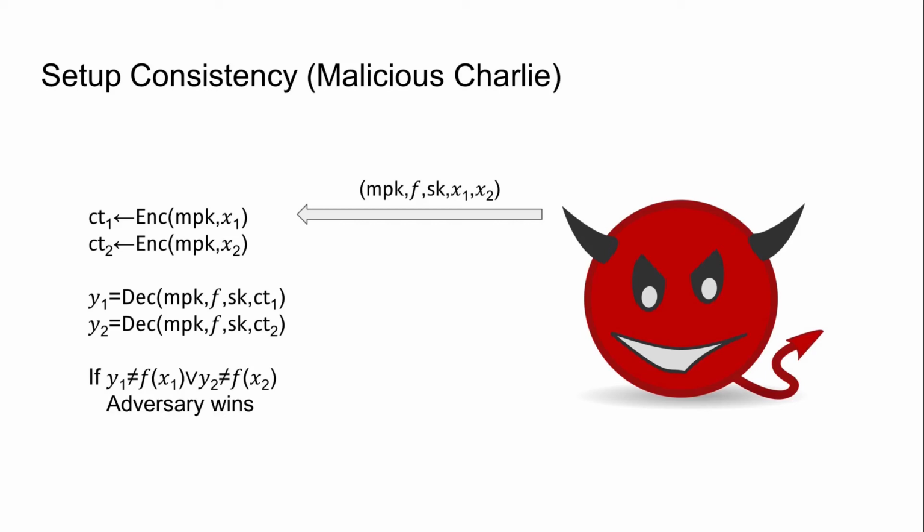The challenger then checks if the function evaluation of the plaintext using the function output by the adversary is equal to the functional decryption outputs. If this is not the case for at least one of the two decryptions, the adversary has caused a consistency attack and wins the game. In the case that the decryption procedure does not yield a valid decryption output, a consistency break only occurs if the other decryption procedure succeeds. To allow for this check, the adversary needs to output at least two plaintexts.